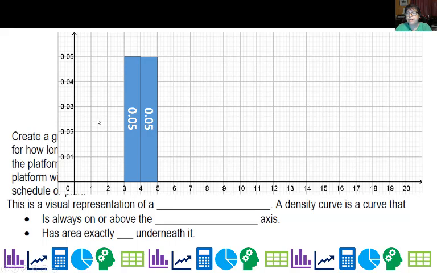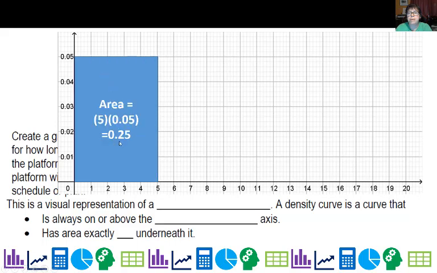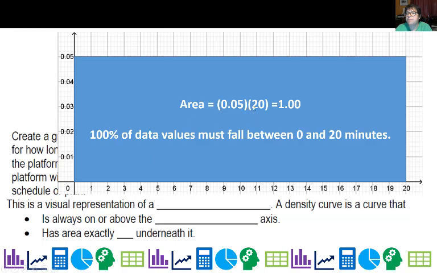And so if I fill in the probability of 5 minutes or less, that would be adding 5 bars here, or the total area would be 0.25, 5 bars of 0.05. And then if I look at the whole thing, I am going to go from 0 to 20 minutes. And that area, well, I'm going to have 20 bars of 0.05. That area is 1. And that makes sense because 100% of data values must fall between 0 and 20 minutes.